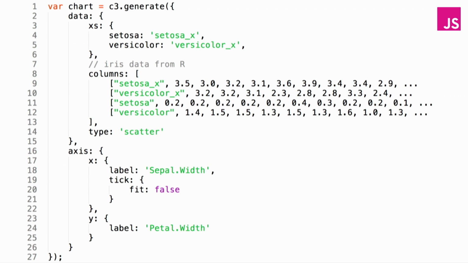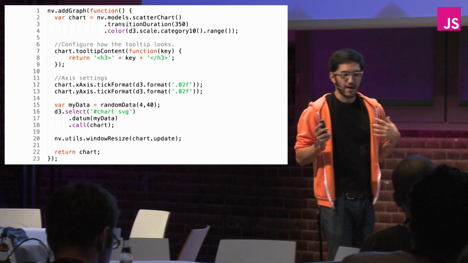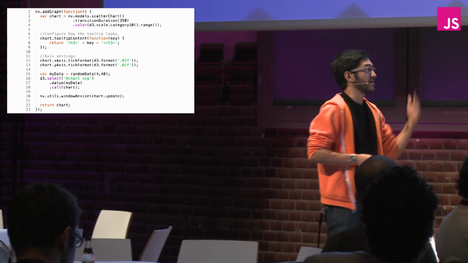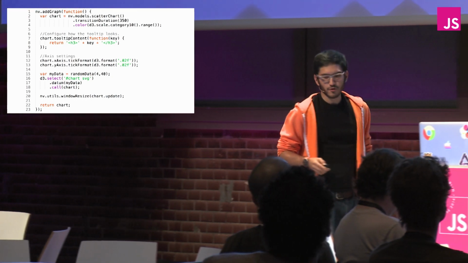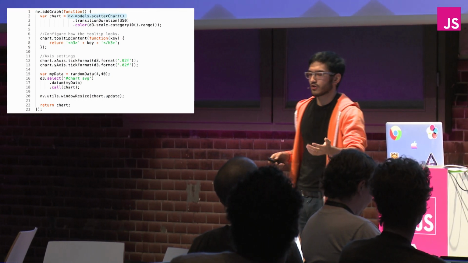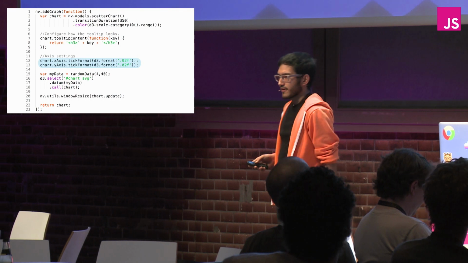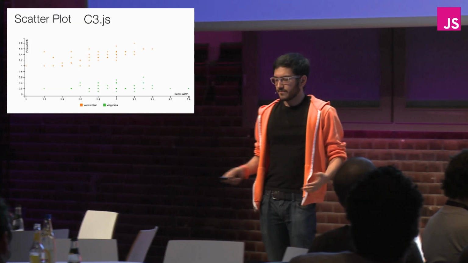We're going to configure the axes a little bit. And we can see this is very readable. It's very straightforward. And it's not the only one that will do this. There's NVD3, and it's got a kind of similar approach. We're going to get this scatter chart model. We're going to do some configuration on it, and we're going to get the chart.